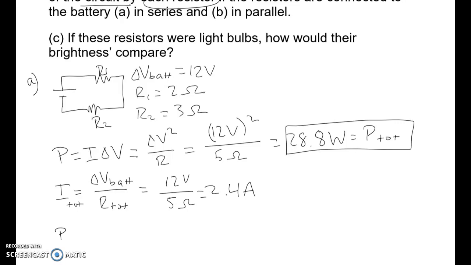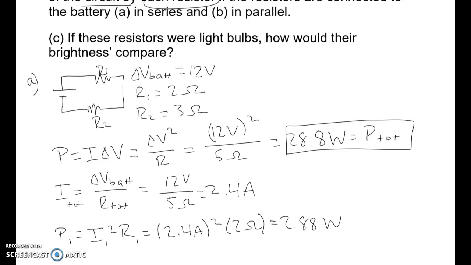So if we're solving for the power dissipated by resistor 1, we can do I squared times R. We'll use that equation. That's going to be the current running through resistor 1 times resistor 1's value. So that's our 2.4 amps, squared, and multiplied by resistor 1's value of 2 ohms. So 2.4 squared times 2 gives us 11.52 watts. That's the power of resistor 1.